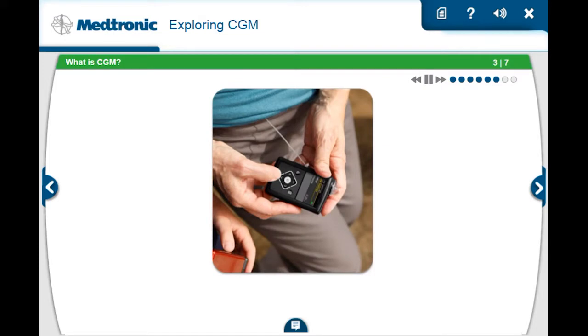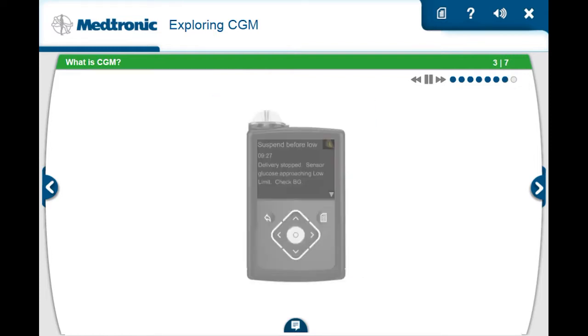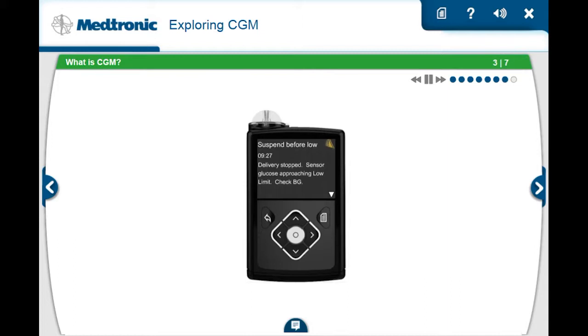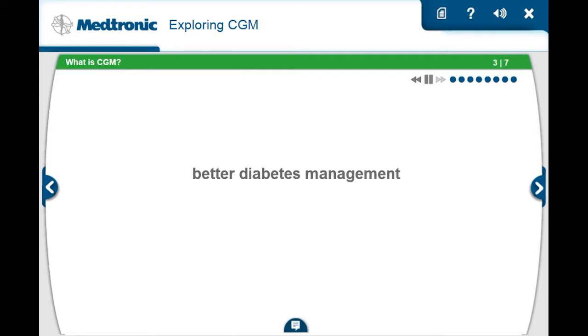When using CGM, you can choose to have the pump alert you when your glucose is approaching or reaches a high or low limit. This allows you to take action, if needed, to help avoid dangerously high or low glucose levels. The pump is also able to temporarily suspend insulin delivery when your sensor glucose is approaching or has reached your low limit, so you do not continue to receive insulin during this time. The additional information that CGM provides can help you make the changes needed for better diabetes management.